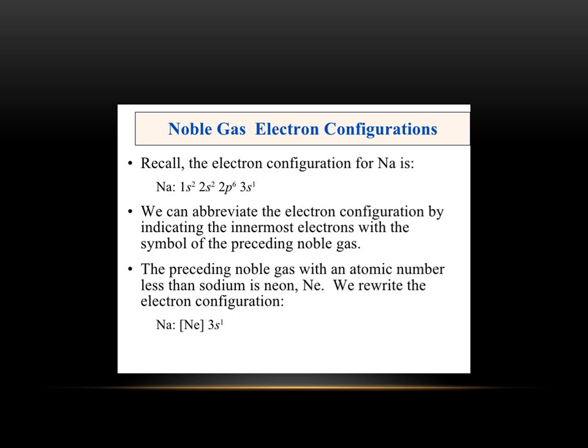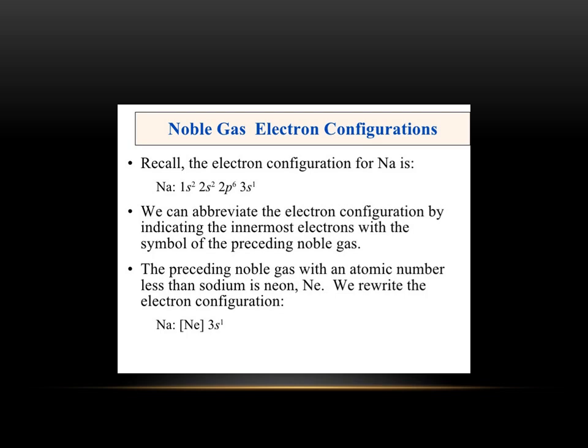Recall the electronic configuration of sodium. Sodium has 11 electrons, and if we write the electronic configuration, there are 2 electrons in 1s, then 2s2 and 2p6 and 3s1. We can abbreviate the electronic configuration by indicating the innermost electrons with the symbol of the preceding noble gas. Here the preceding noble gas with atomic number less than sodium is neon. So we rewrite the electronic configuration in this way, as you can see in this slide.